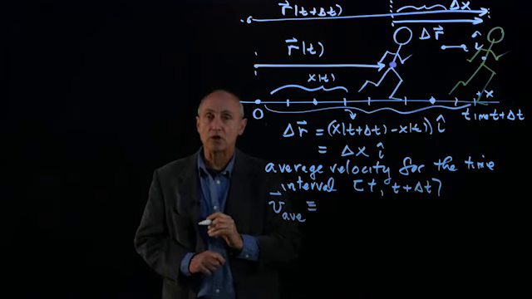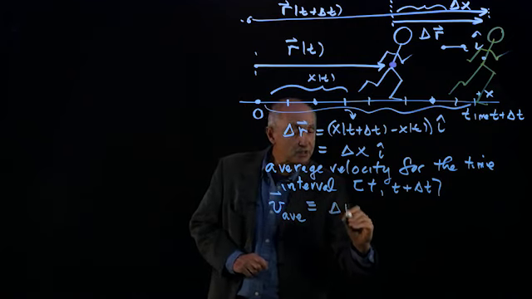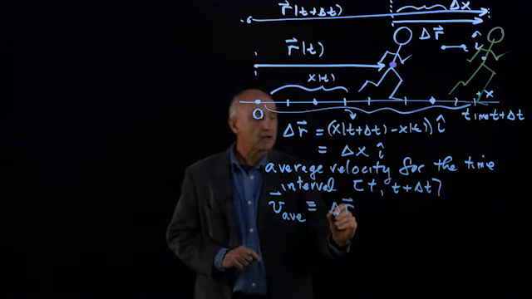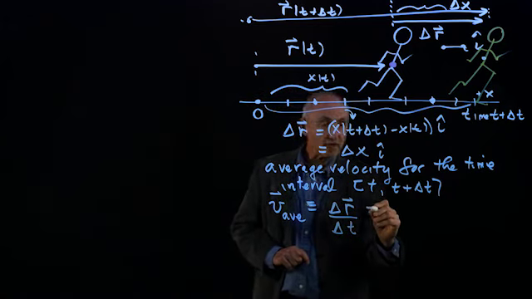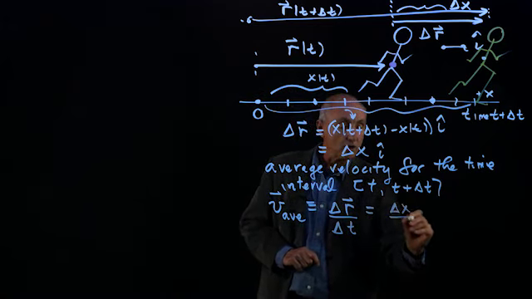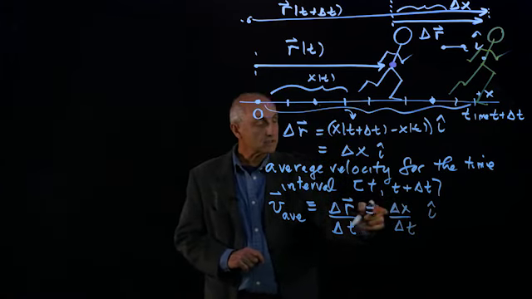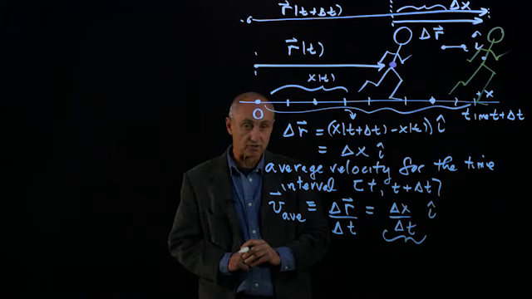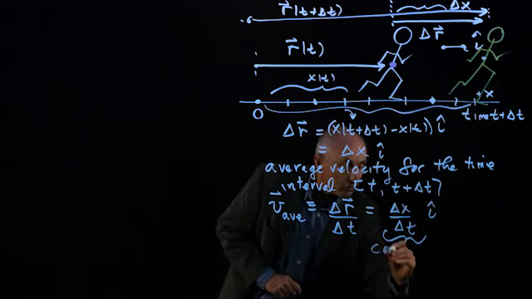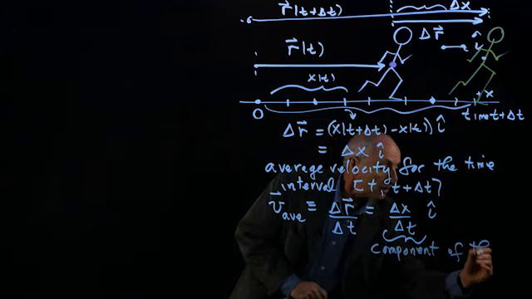We'll use 3 bars to indicate a definition. It is the displacement during a time interval delta t. So as a vector, we have delta x over delta t i hat. And this component here is what we call the component of the average velocity.